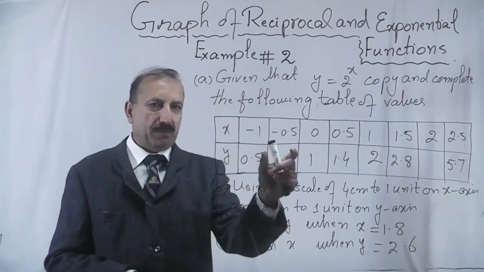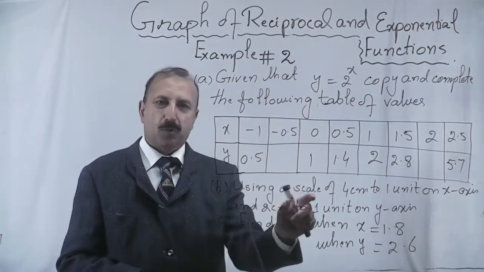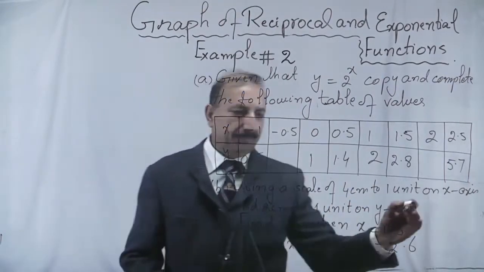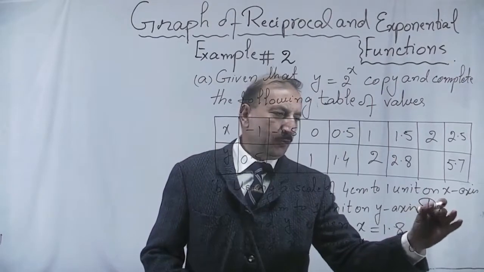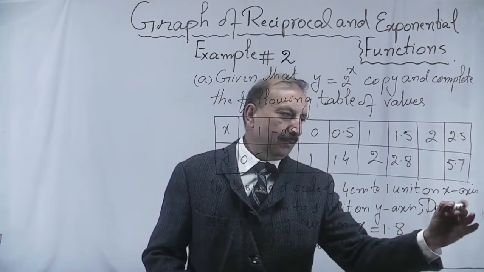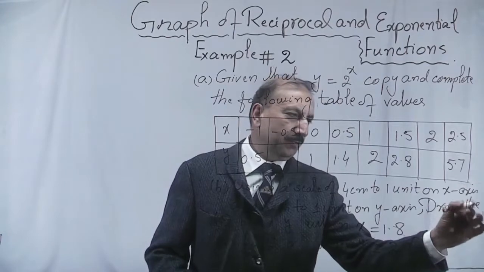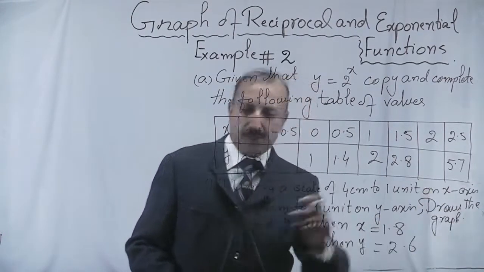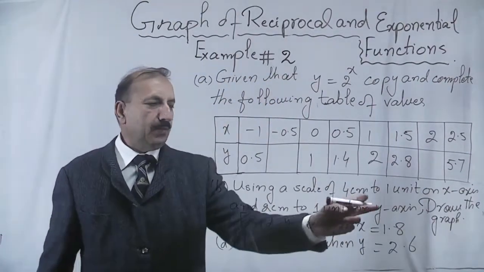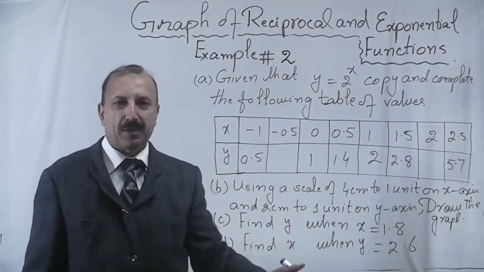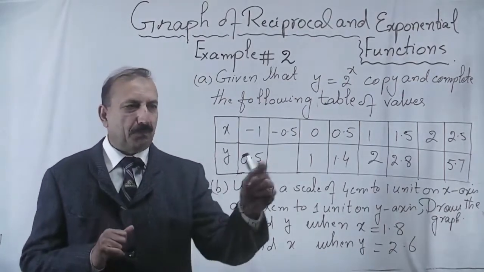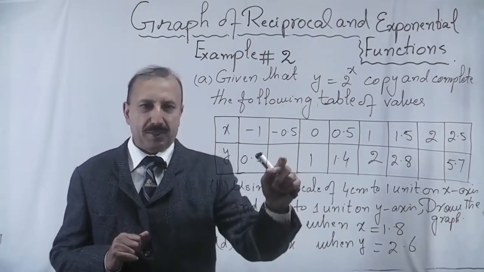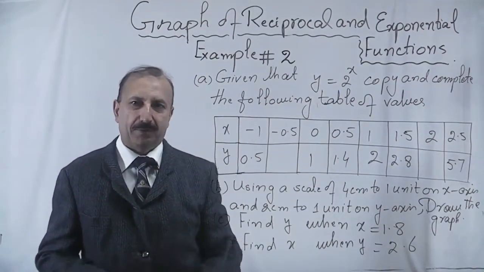Part 1 is table, fill the table. Part 2, we are supposed to utilize a certain scale to draw the graph. Draw the graph. This is part number B, and then with the help of that graph, we're supposed to find the value of x and y. We will first of all calculate the values for these blank boxes, and then we will draw the graph.